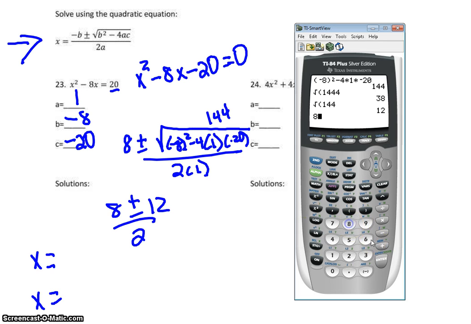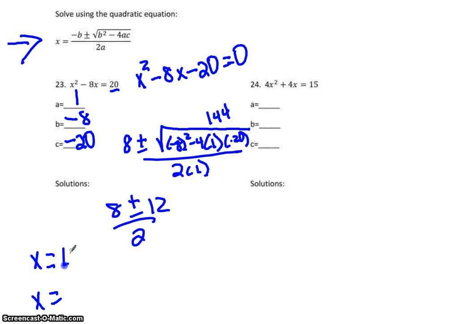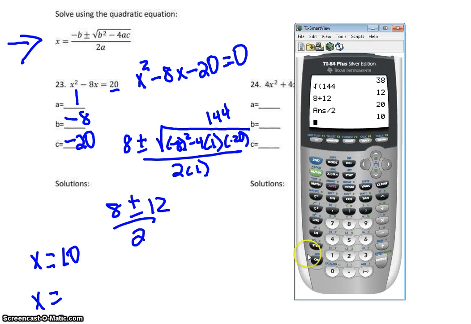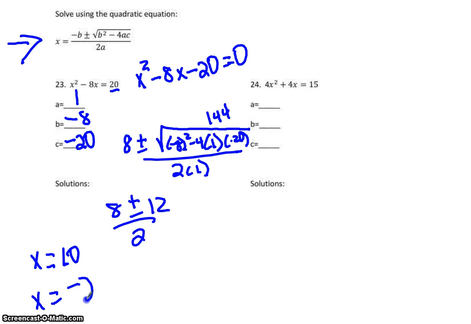You're going to say 8 plus 12, enter, divided by 2, because that's what you had on the bottom. So 10 is one answer. And then you're going to do it again, but you're going to say 8 minus 12, enter, and then you're going to divide by 2, and you get negative 2. So 10 and negative 2 are your answers.